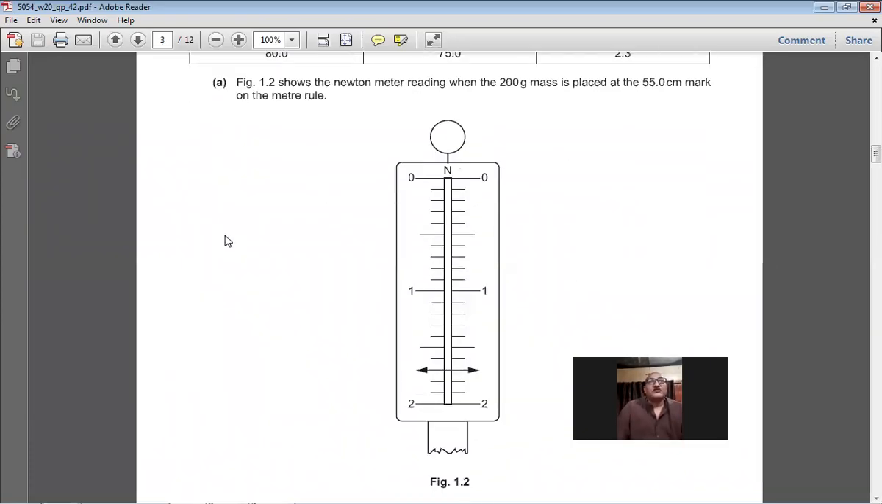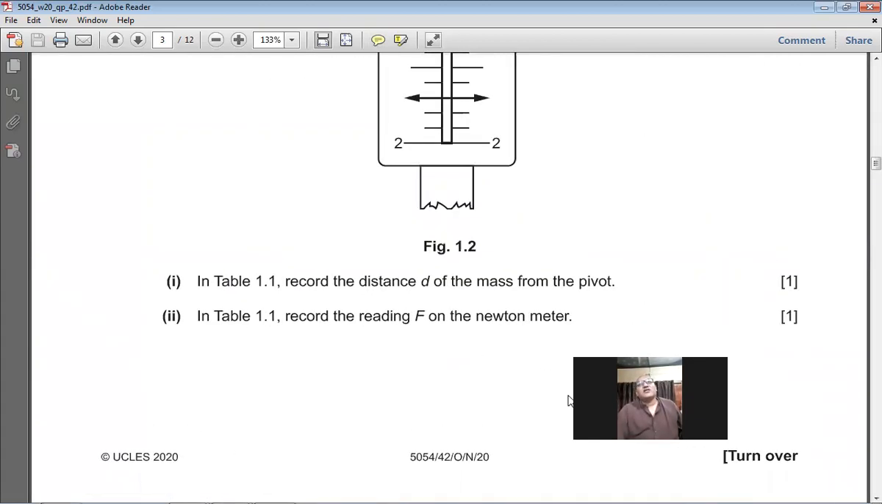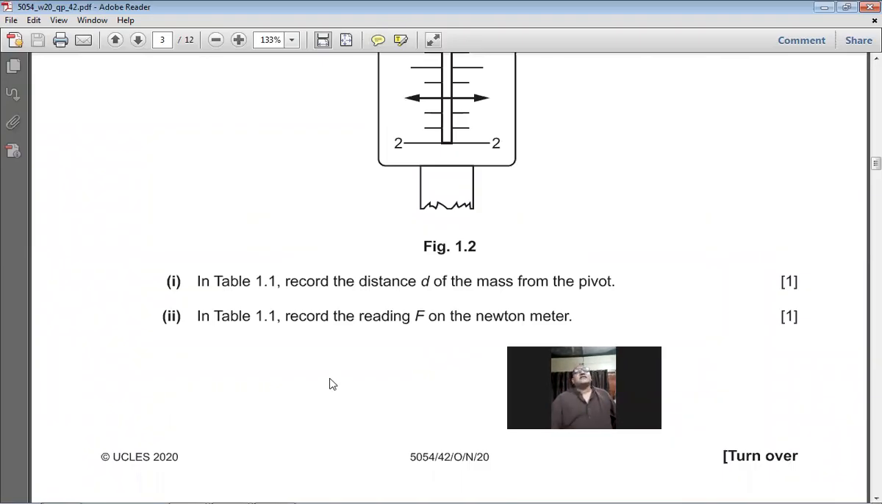He says A part is question number 1. A part is figure 1.2 shows the Newton meter reading when the 200-gram mass is placed at the 55 centimeter mark on the meter rule. So you can clearly see this is the reading which is coming on the Newton meter. So I can read this reading. Yeah. So their question is, in the table 1.1, record the distance D of the mass from the pivot. And the second part is in the table 1.1, record the reading F of the Newton meter. So we have to record these readings.